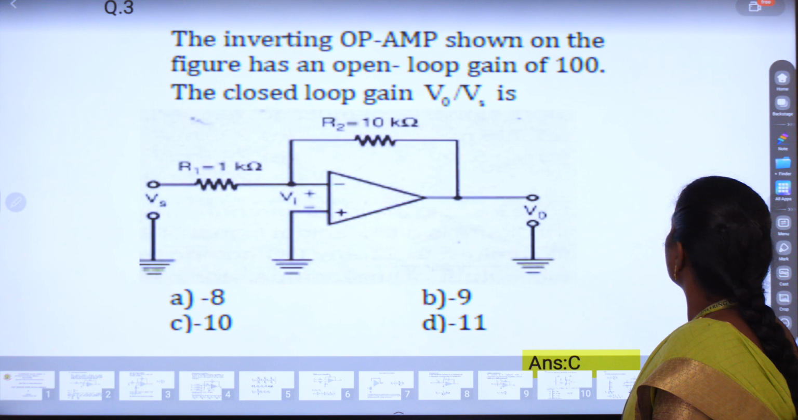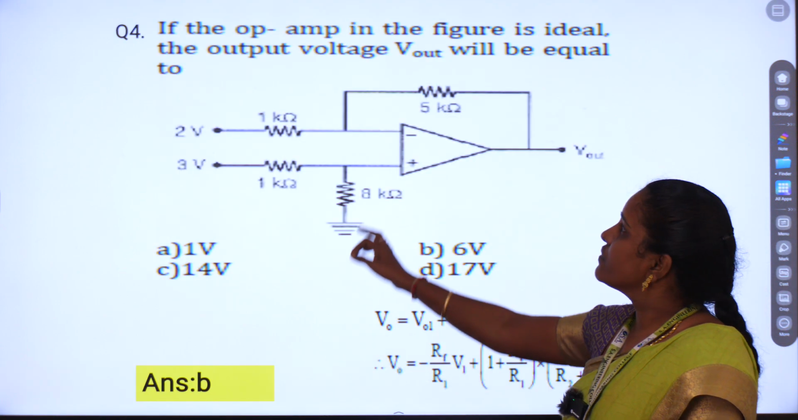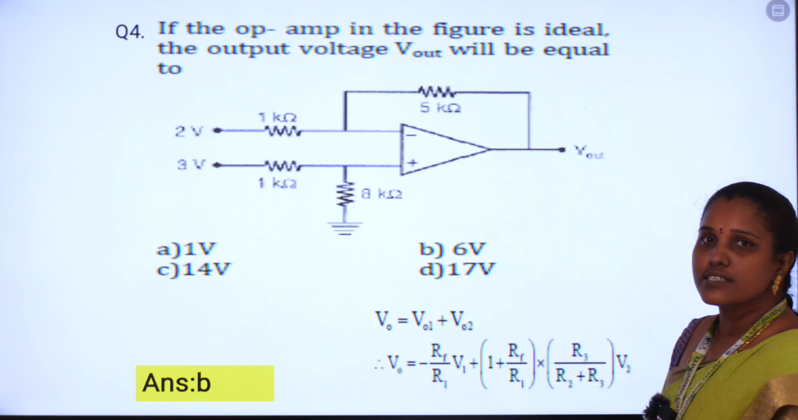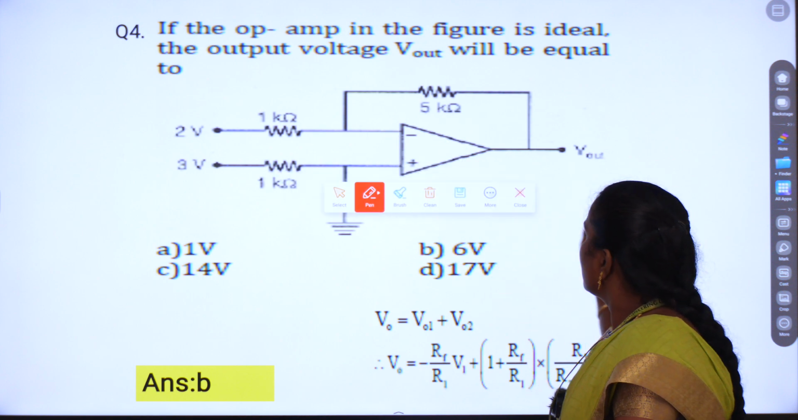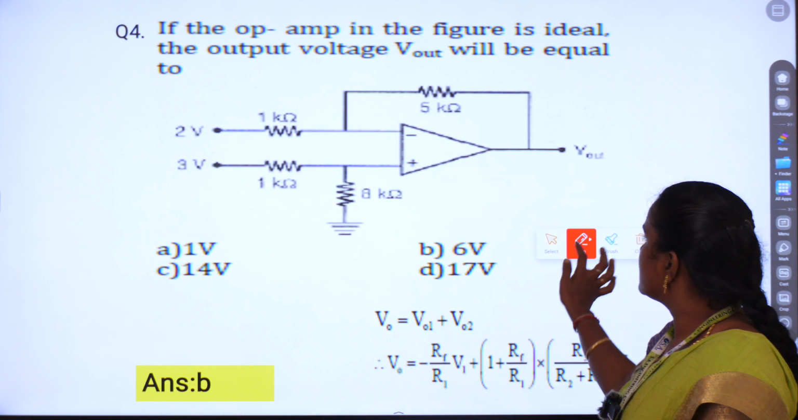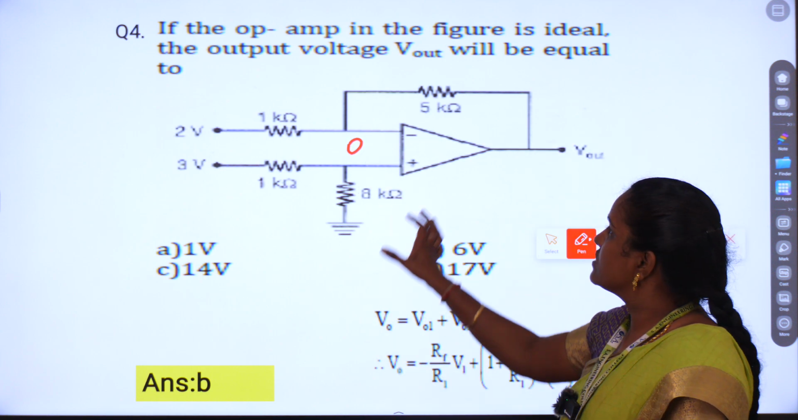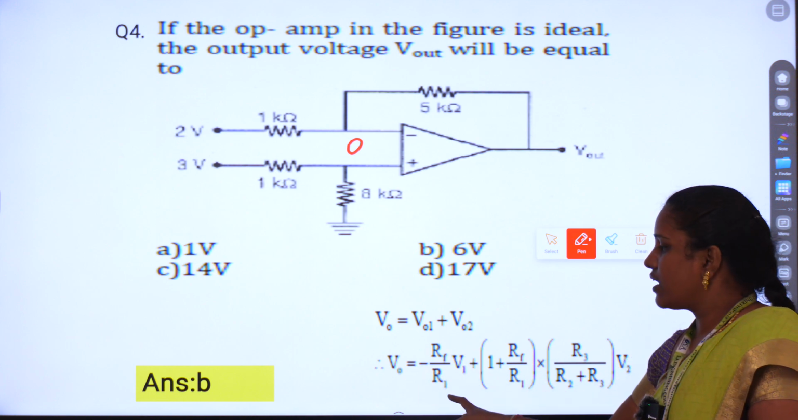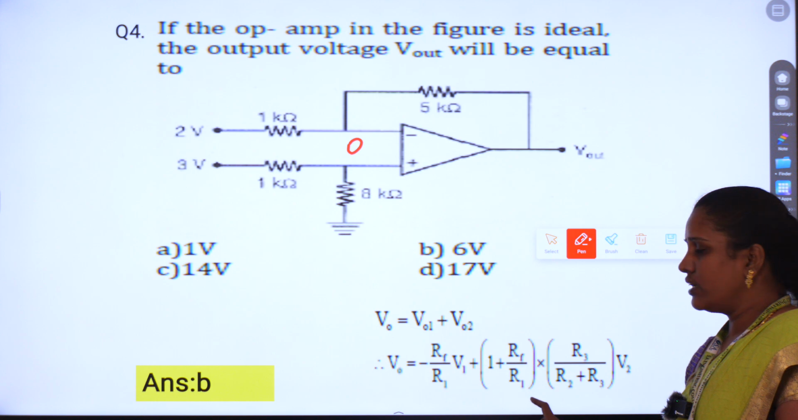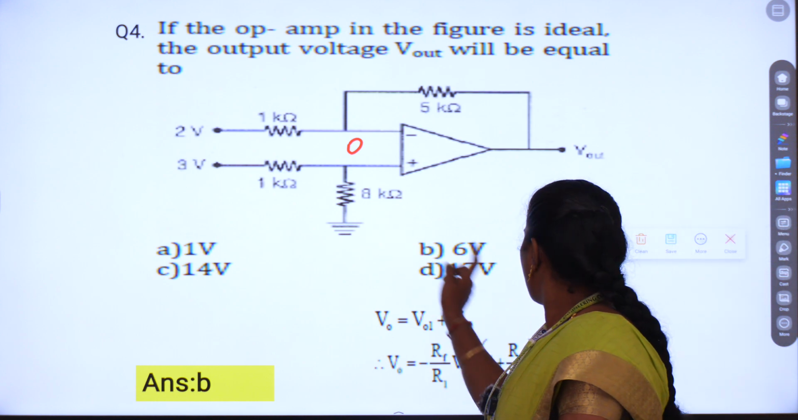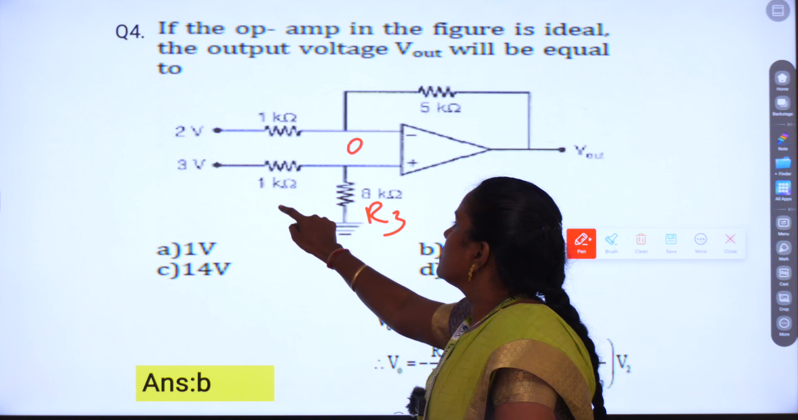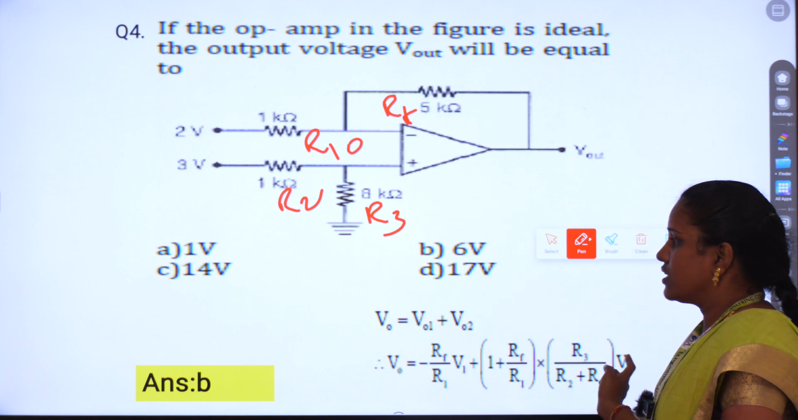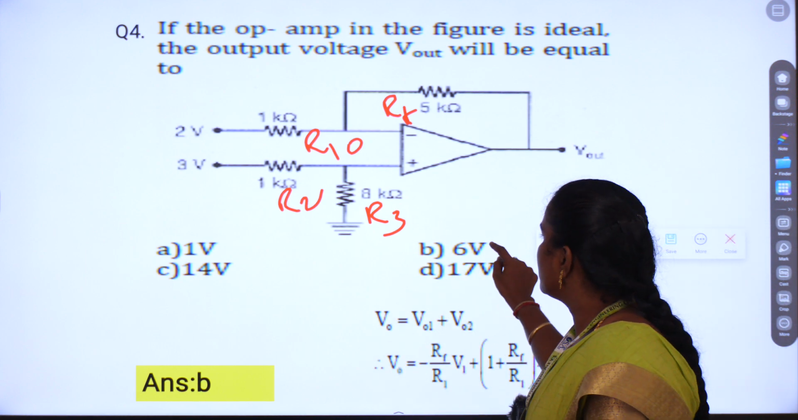The next one, another problem: if the operational amplifier in the figure is ideal, then the input current is the same as the feedback current, and this node voltage is 0, so here also 0. This is nothing but the difference amplifier. In the case of the difference amplifier, this is the final equation: Rf by R1 into V1, 1 plus Rf by R1 into R3 divided by R3 plus R2. This is R3, this is R2, this is R1, this is Rf. You can substitute this equation and get the final answer, B, that is 6 volts.